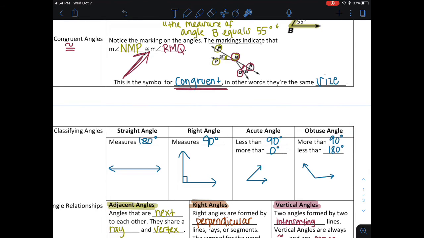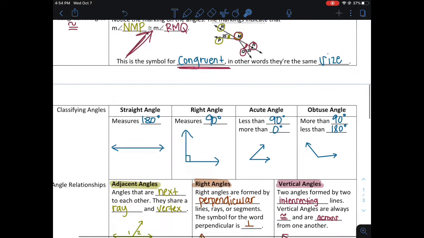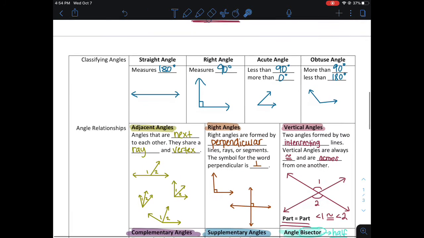Lastly, we have an obtuse angle. Looks like this. And it has to be more than 90 degrees, but it cannot be a straight line, so it has to be less than 180 degrees also. Now let's talk about angle relationships. We have adjacent angles. Adjacent just means next to. And here's some examples.